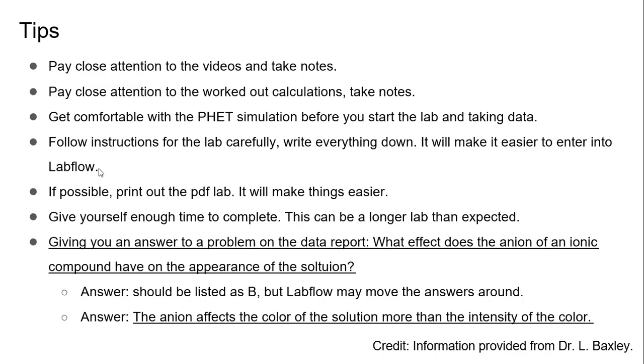There is a problem on this lab, the data report, I don't like. It asks a question and then never covers it anywhere in the lab. And I don't agree with that. So it's on the data report side. The question is, what effect does the anion of an ionic compound have on the appearance of a solution? And I just caught that I wrote solution wrong, so I need to fix that. Answer should be B. It should be listed as B, but I don't know if LabFlow moves the answers around. So don't just take it as B, look for the answer. The anion affects the color of the solution more than the intensity of the color.